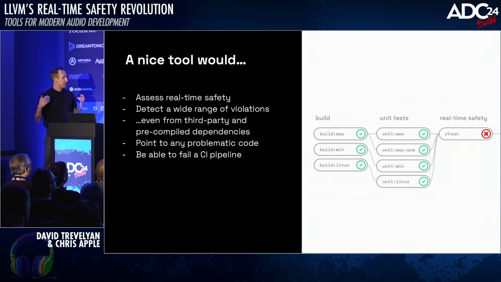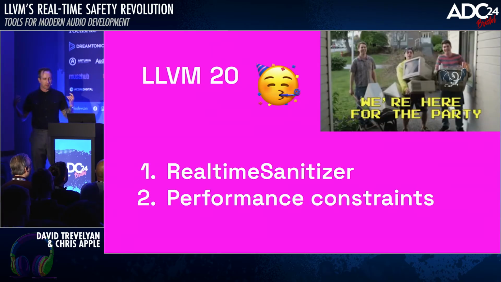So luckily for us, this utopia is just on the horizon. That is why we have another 40 minutes of this talk. We are presenting 2 new tools that are coming in LLVM 20 to help the real-time programmer hunt down these issues. We have RealtimeSanitizer, which is the runtime approach that David and I have worked on, as well as performance constraints attributes, which attempts to do the same thing at compile time. The rest of this talk, we're going to be going through all the ins and outs of these so you hopefully leave the room with a practical vision of how you can use this in your code base today.